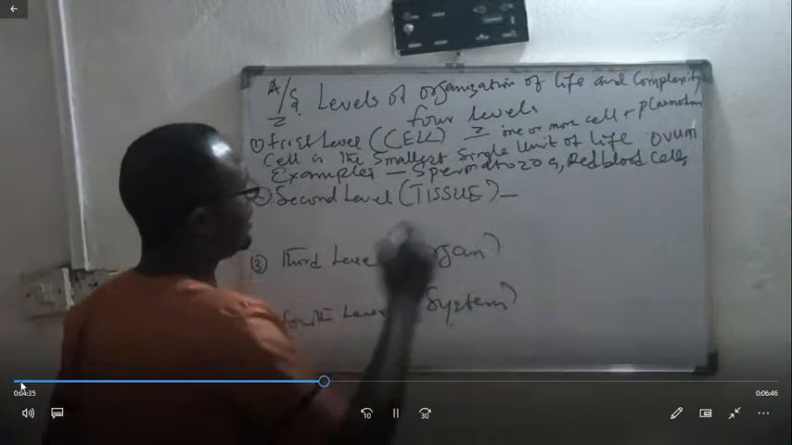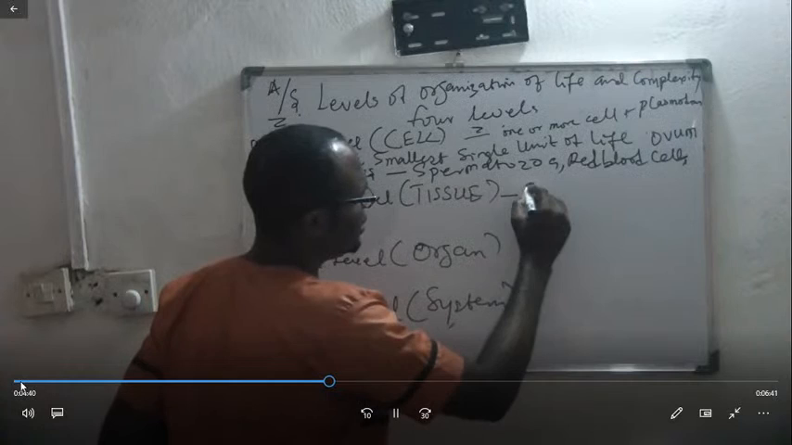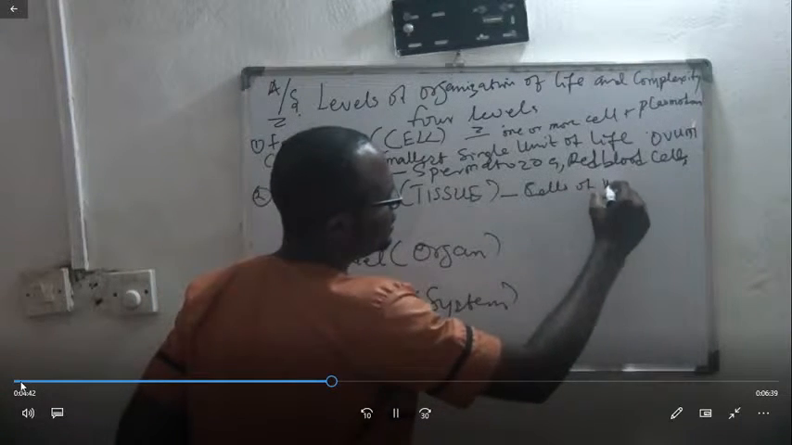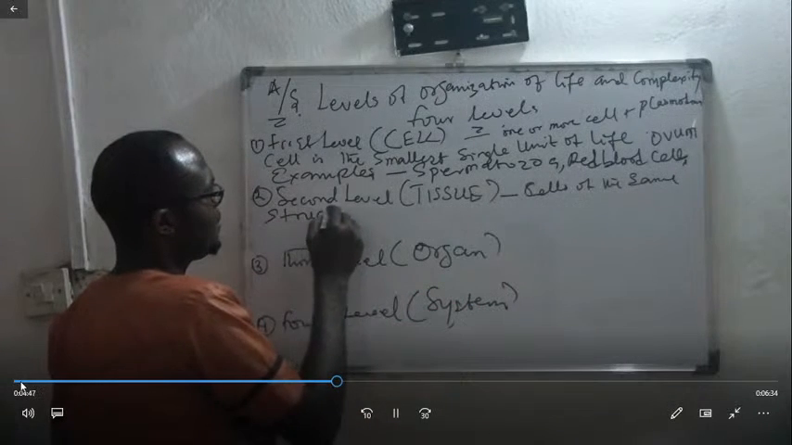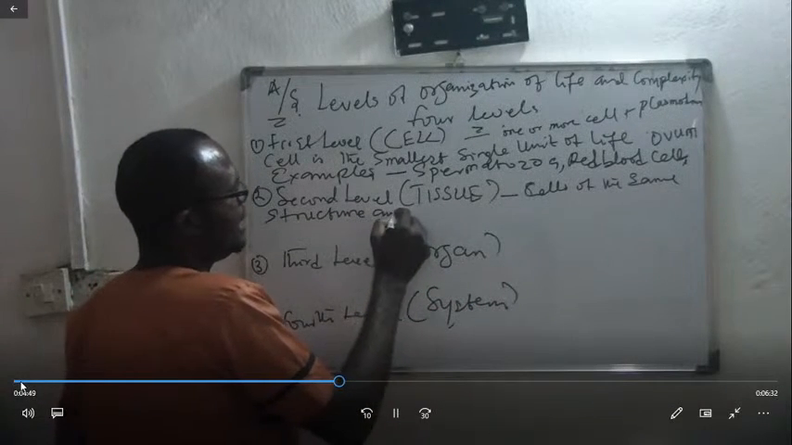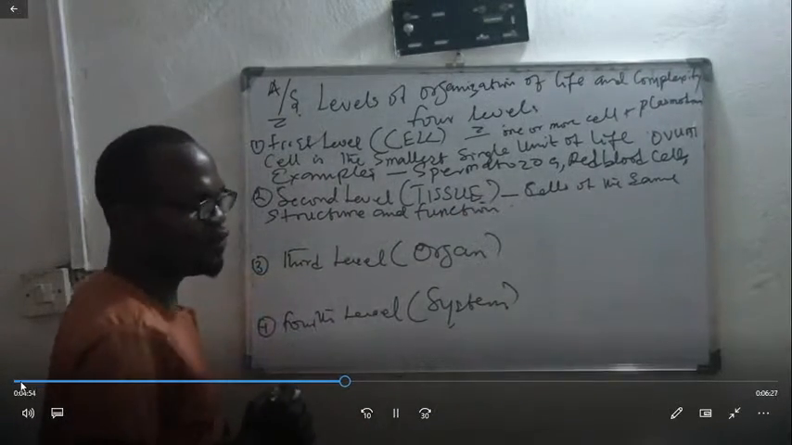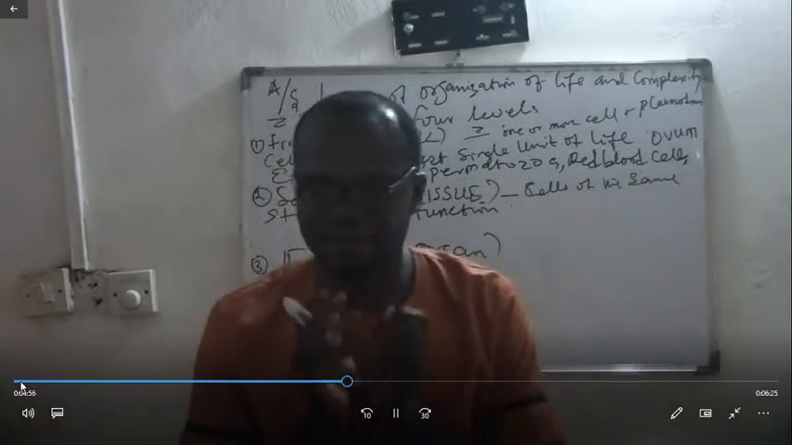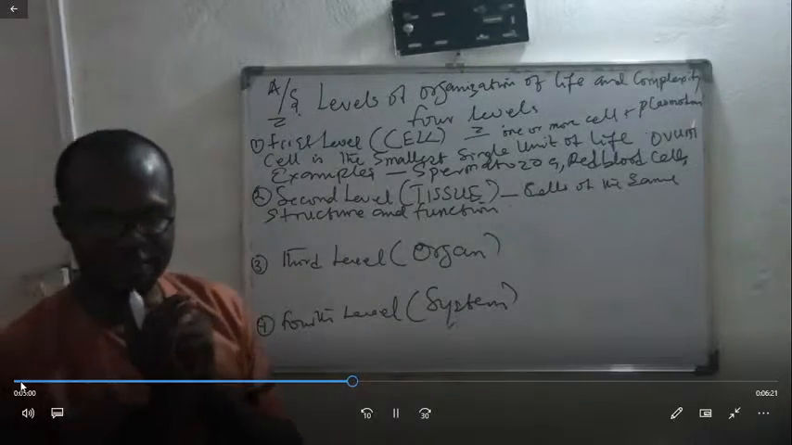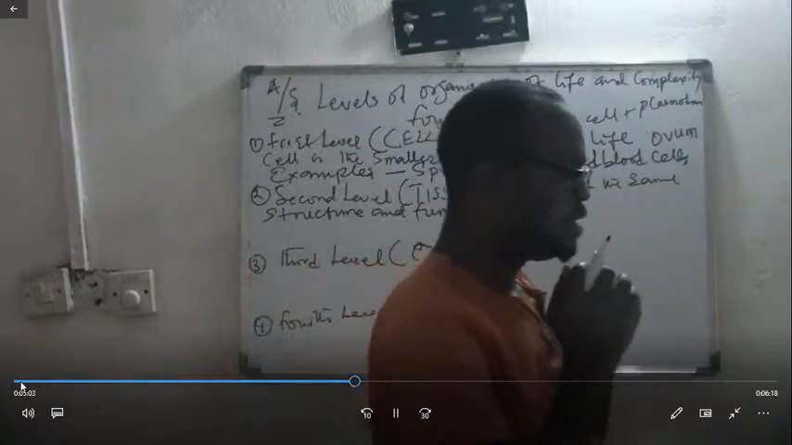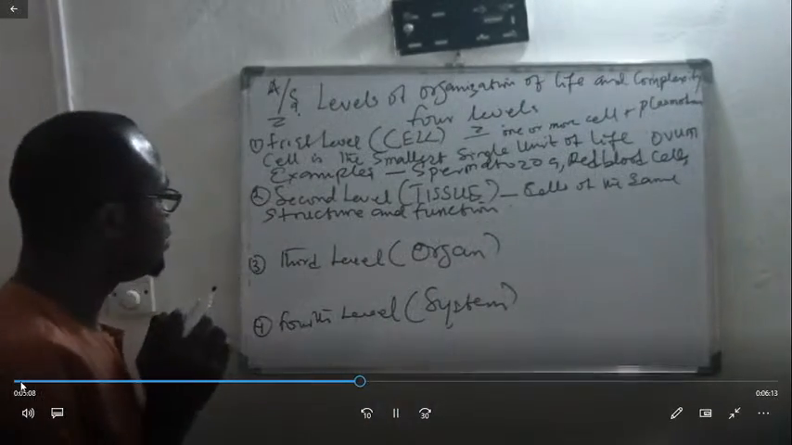So how do you come about the tissue? The tissue comes about when cells of the same structure and function, when there are cells that have similar structure and function, they form what we call tissue. Exactly. When we have cells of the same structure and function, they form what we call tissue.